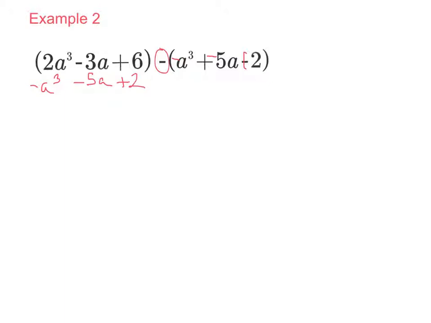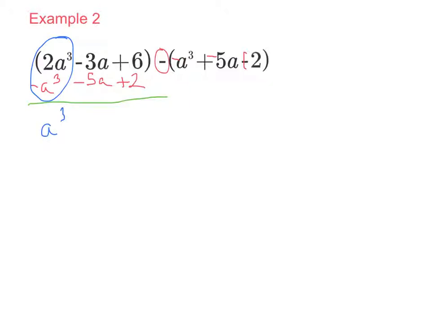So negative a to the third minus 5a plus 2. And like before, we're just going to combine our like terms. Now this is a very neat problem again. All the ones that are here have a like term with it. So 2a to the third and negative a to the third are like terms, so it's really 2 minus 1, so that becomes just a to the third.